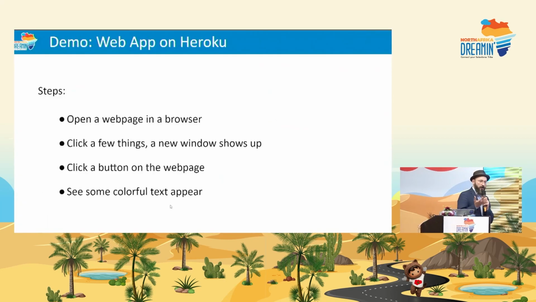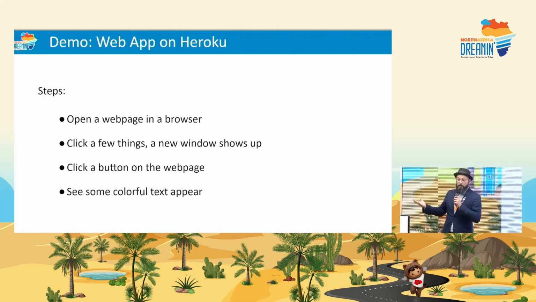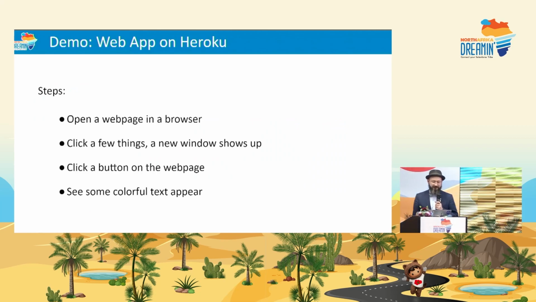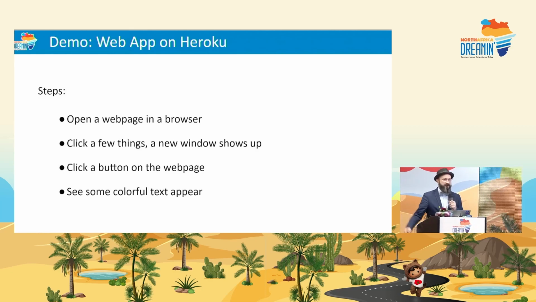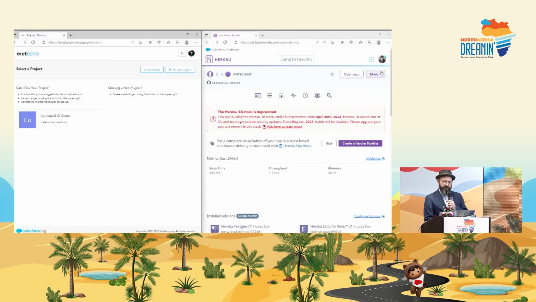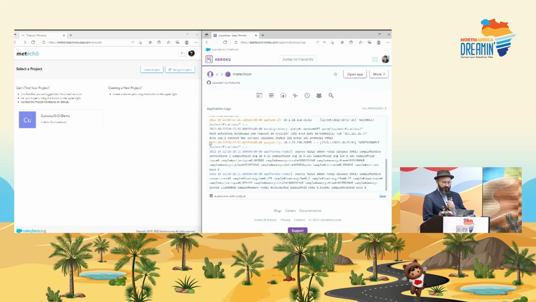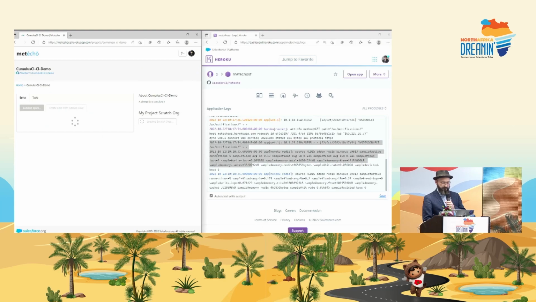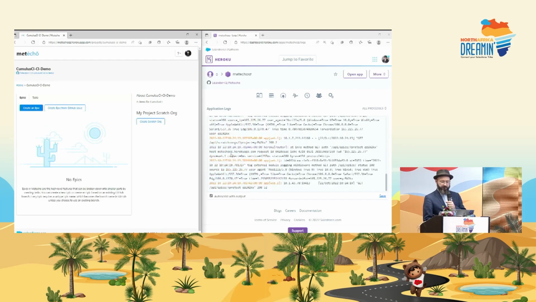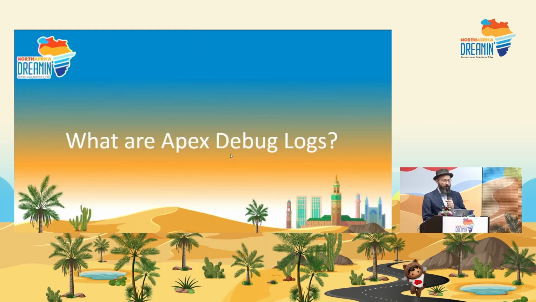How do I get a log from a computer? I open my web page in a browser, I click a few things, a new window shows up, I click a button, and then some colorful text appears. So the idea is here, for example, that I can go on View Logs, and then you will see some colorful text appear. And if I click a button, some more text appears. So far, so good. Pretty simple. Things are getting logged.